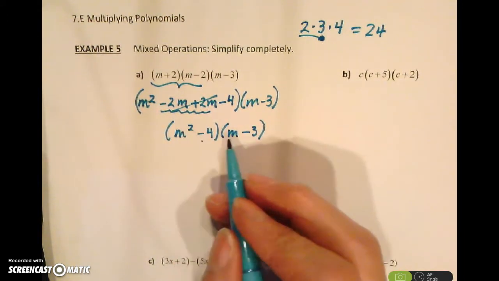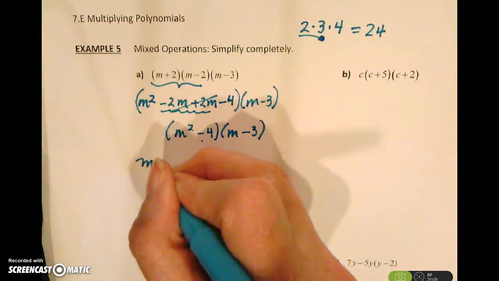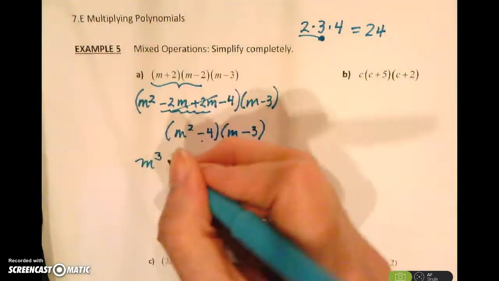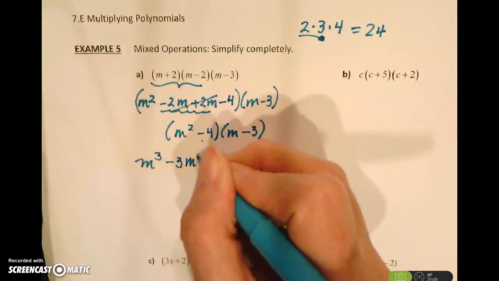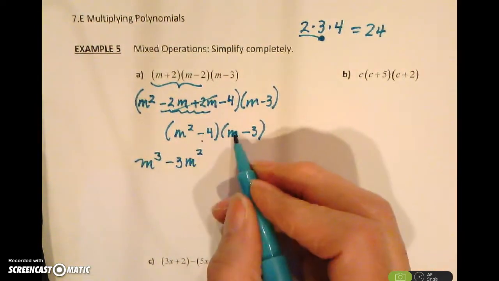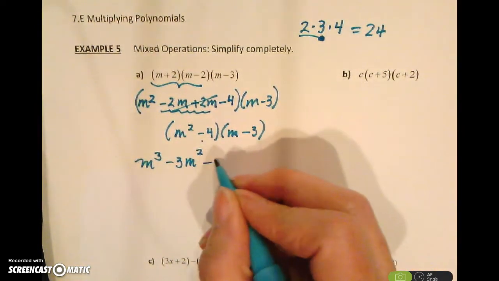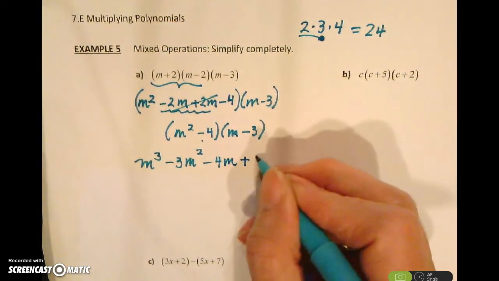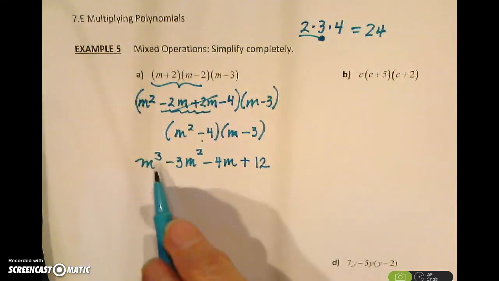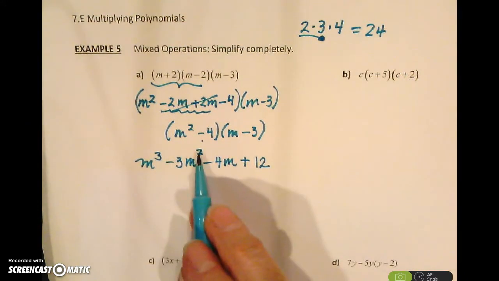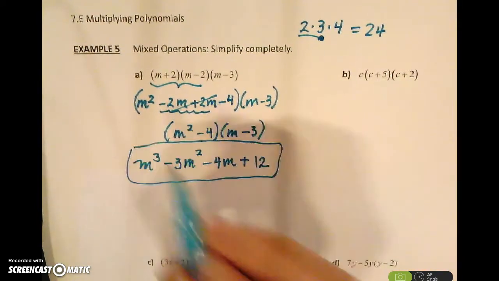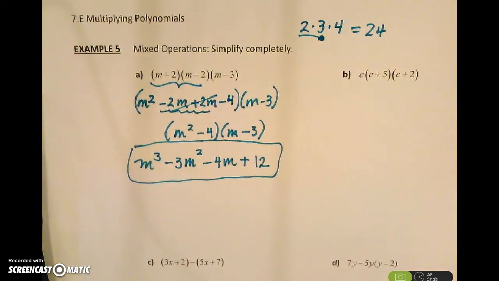So I have m to the second times m, which is m to the third. Then m to the second times a negative 3, which is a negative 3m to the second. Negative 4 times m, so that's negative 4m. And then negative 4 times negative 3 is plus 12. So I'm going to look to see if I have any like terms, and I don't. So there's my final answer.